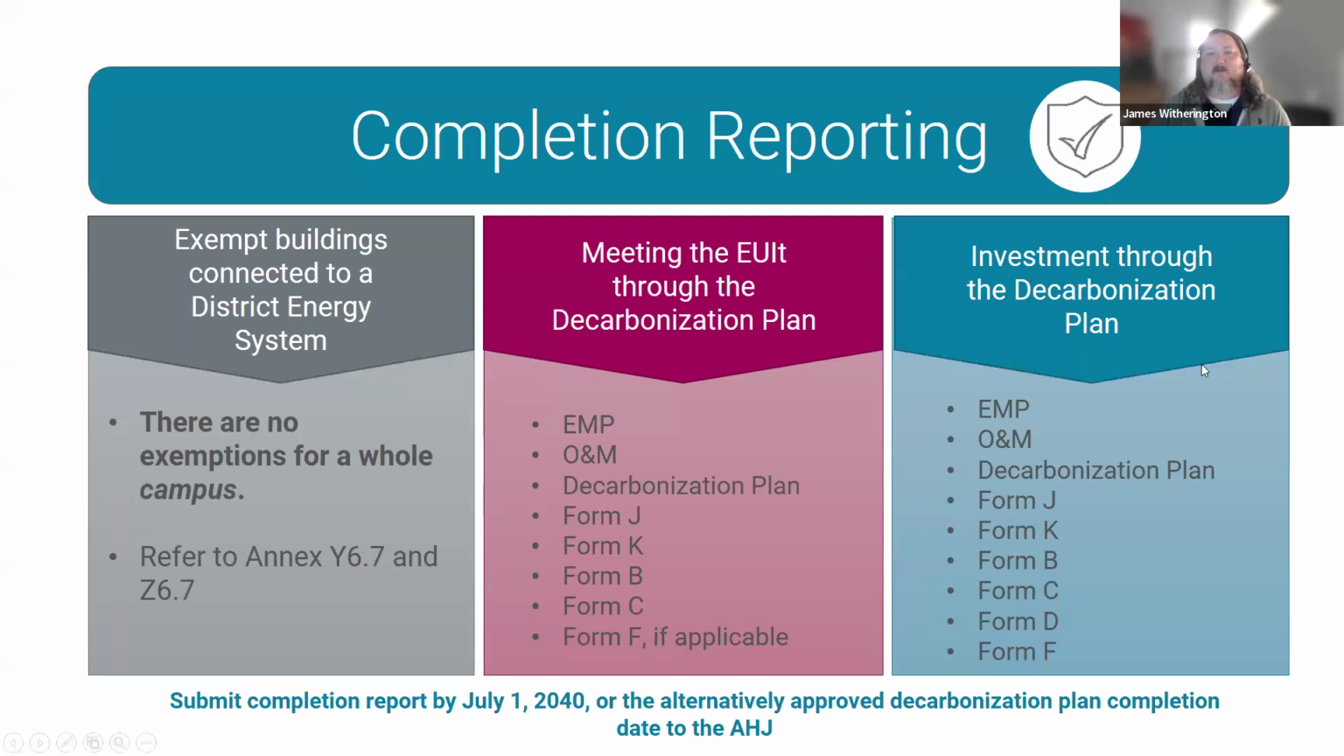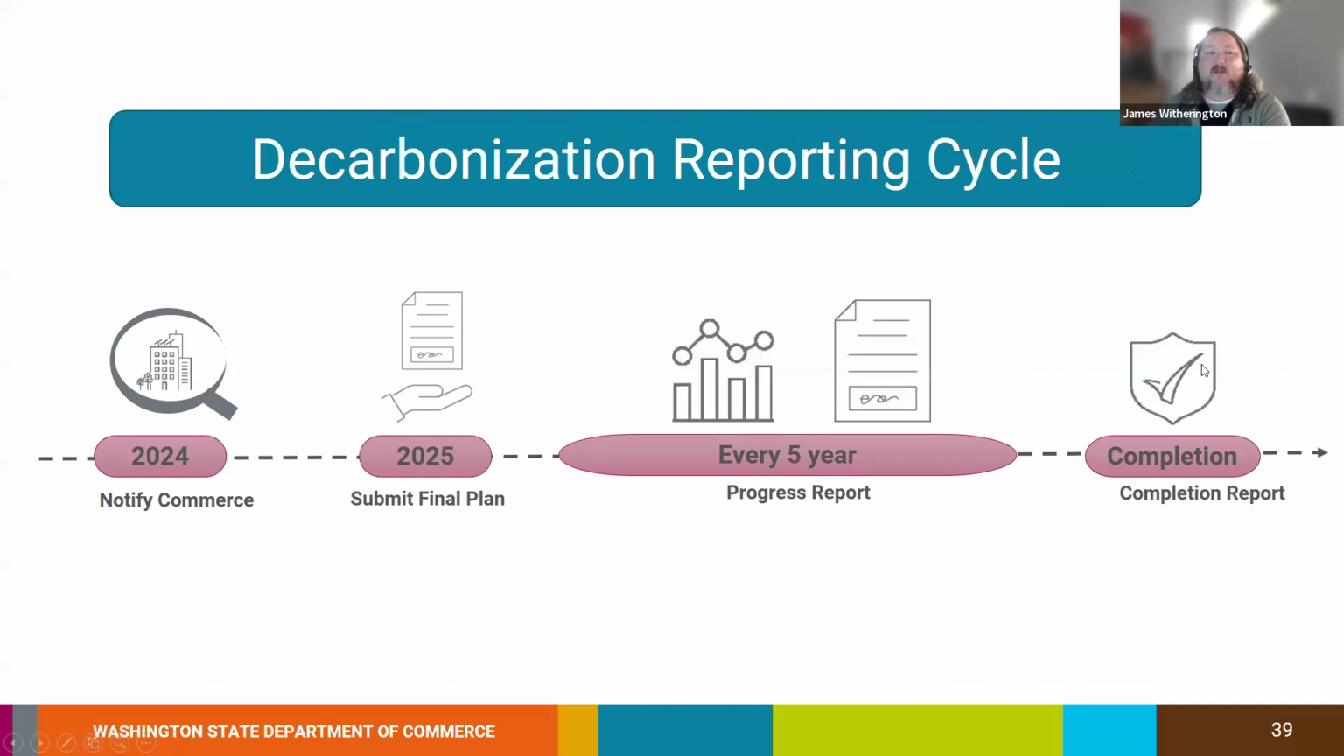Next slide, please. So this is a reporting cycle, and I know Luke already hit on this a little bit, and it does show 2024 for Notify Commerce. And as we've said, you have up until June 30th, 2025, which also corresponds to the submission of the final plan.